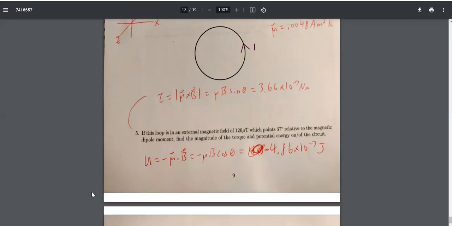And we can also find the potential energy here. It's given by minus the dipole moment dotted into the magnetic field, or that's the exact same thing as the magnitude of the dipole moment times the magnitude of the magnetic field times cosine of the angle between them. Don't forget the minus sign. So that gives us this thing. Energy is measured in joules.